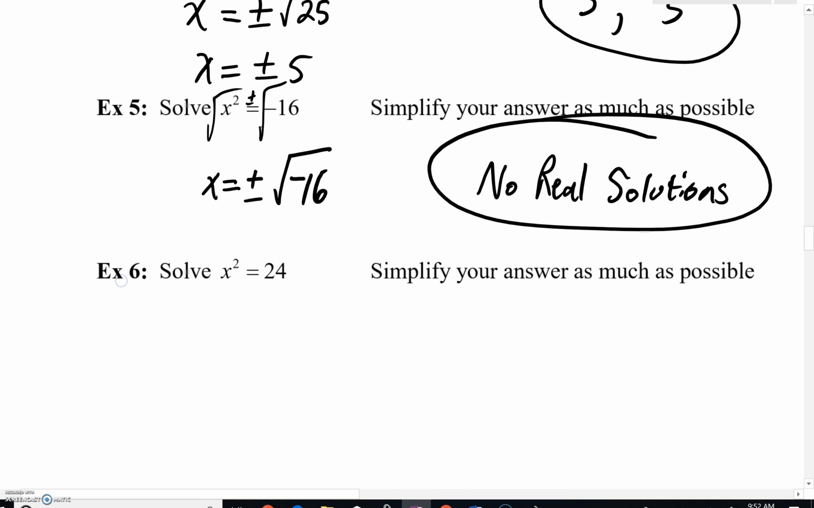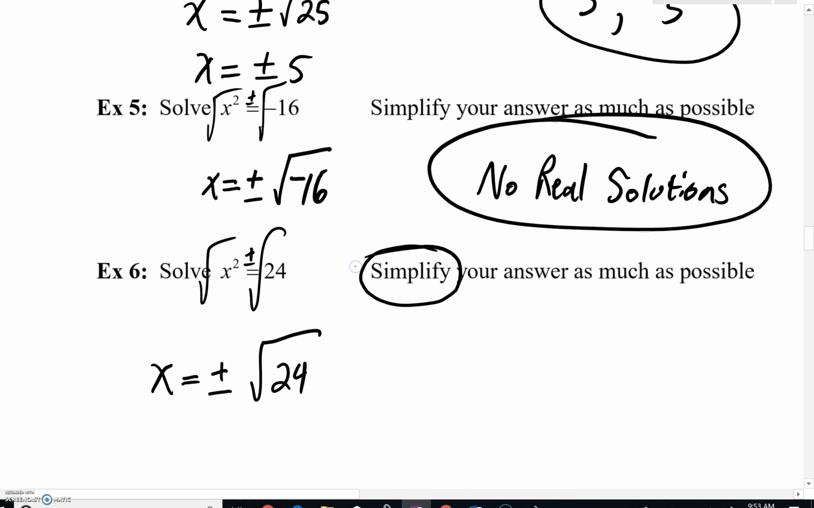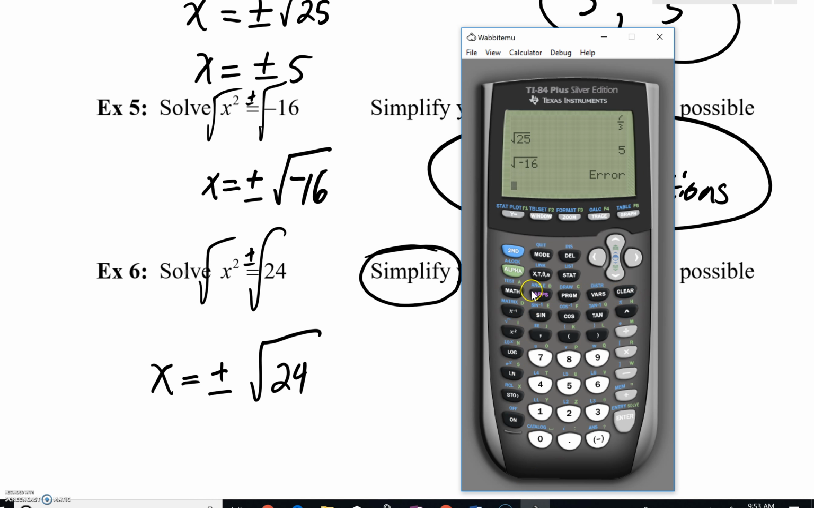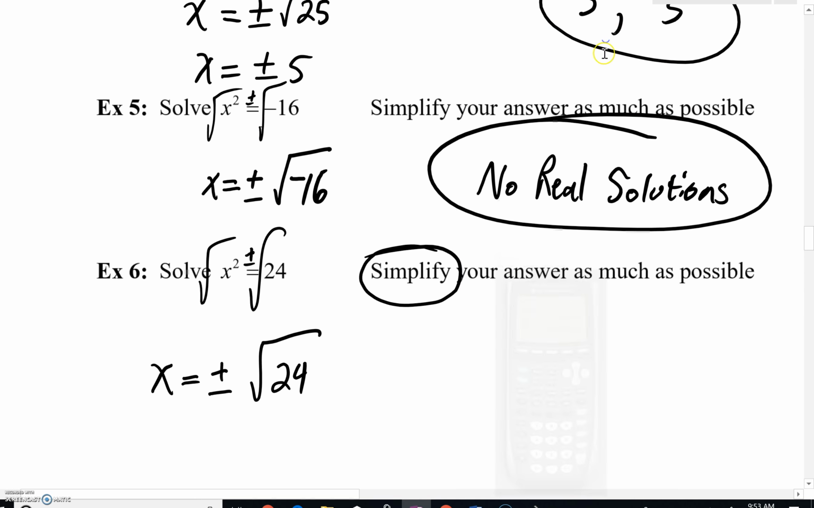We have one last problem right here. For example 6, we've got x squared is equal to 24. And if we took our square roots, if we did a plus minus, this is, in fact, very different. The 24 can be simplified inside of the square root. If you were to try to take the square root of 24, you'd get a decimal. That's not what they're asking for here. They don't want you to give a decimal answer.